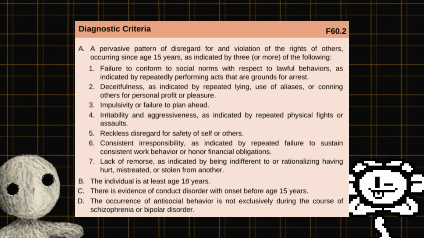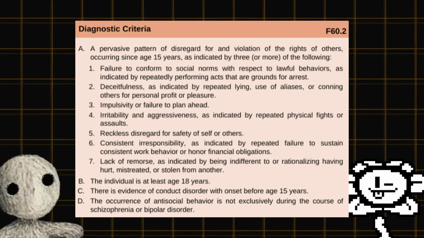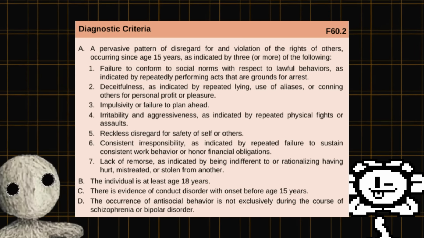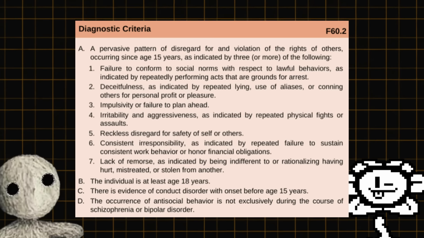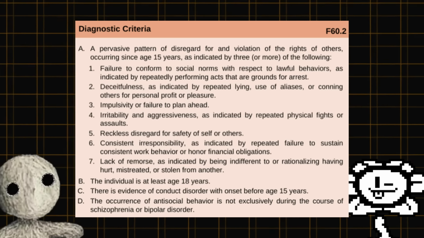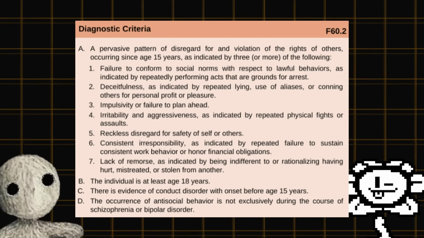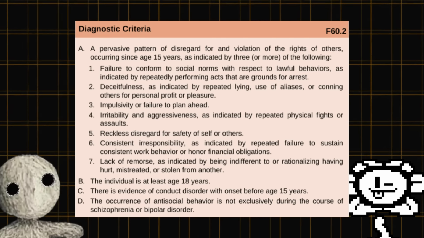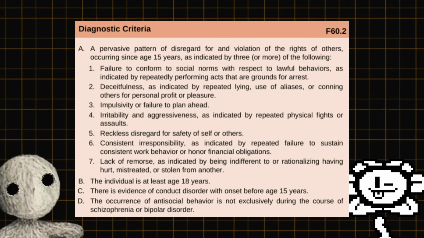They also meet number 4, irritability and aggressiveness as indicated by repeated physical fights or assaults. Do I really need to explain myself why Flowey meets the criteria that outlines repeated physical fights or assaults? Number 5 is also met: reckless disregard for safety of self and others. I think stealing the soul of literally everyone in the general vicinity has them meeting this criteria.